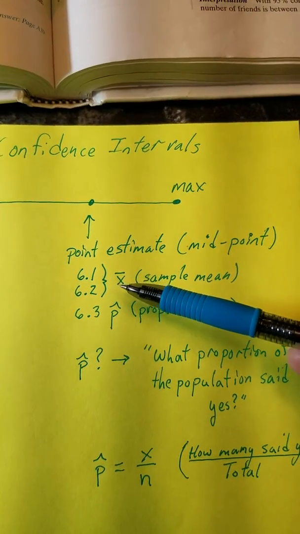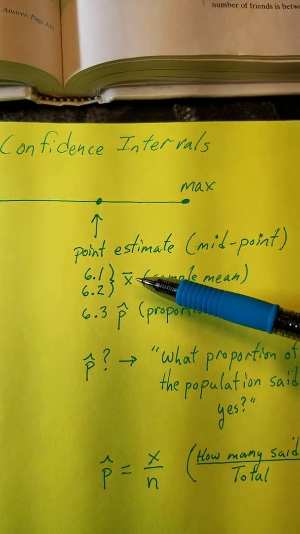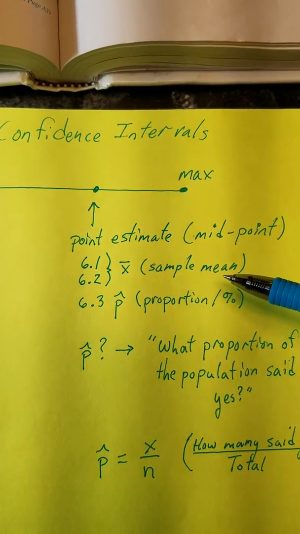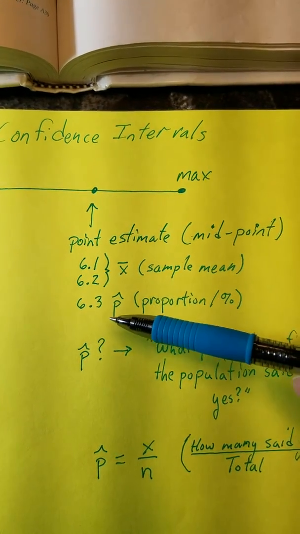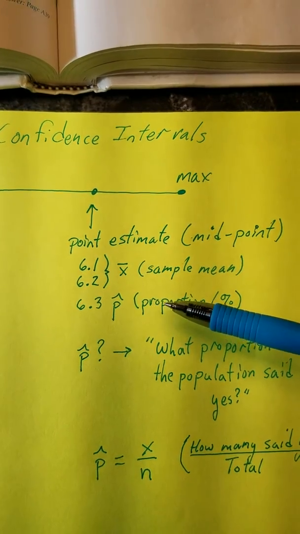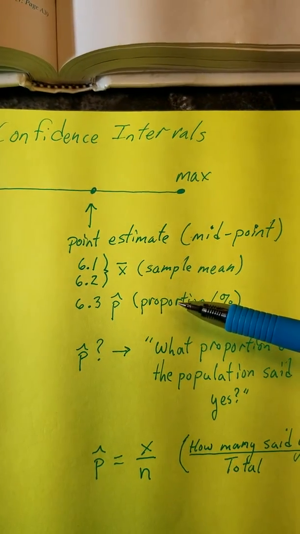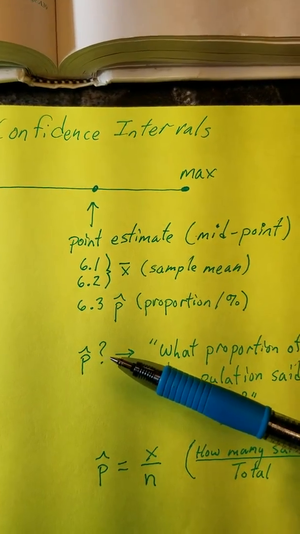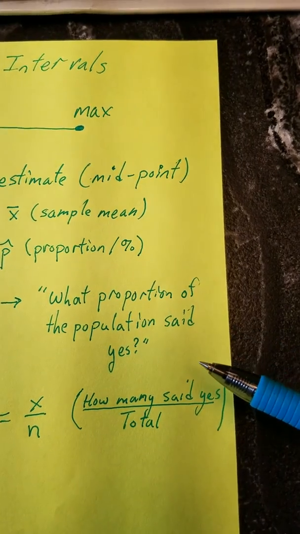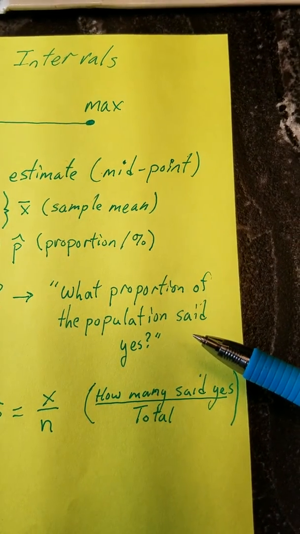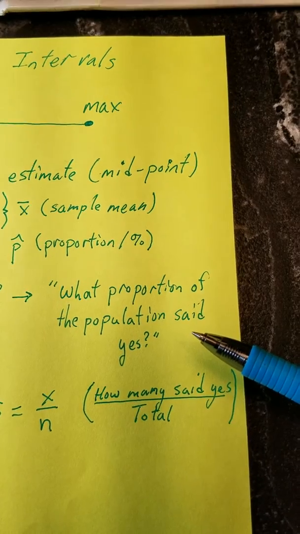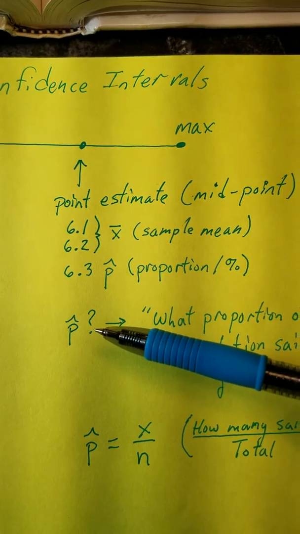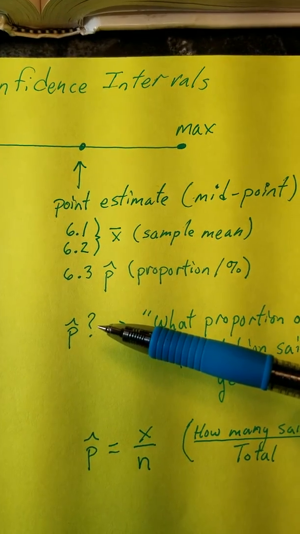In 6.1 and 6.2, that point estimate is just X bar, the sample mean. So you're just given that. In 6.3, it's p hat, which is a proportion. Now you've seen p before, proportion or percent. Just a reminder, what's p hat? It's, for instance, what proportion of the population said yes. So maybe 50% or 60% of the population said yes. Then p hat would be 0.6 for 60% or 0.5 for 50%.